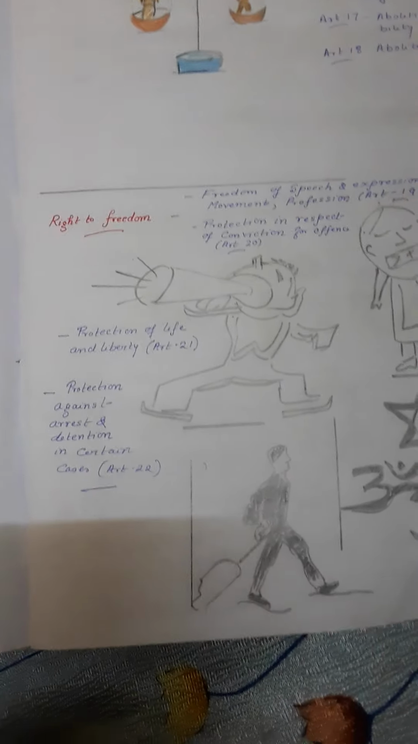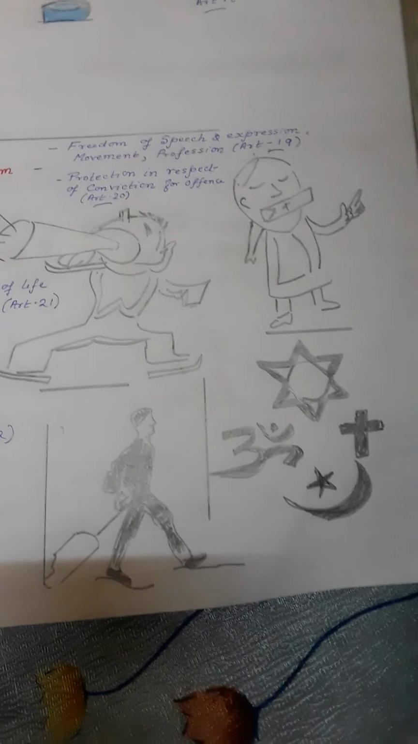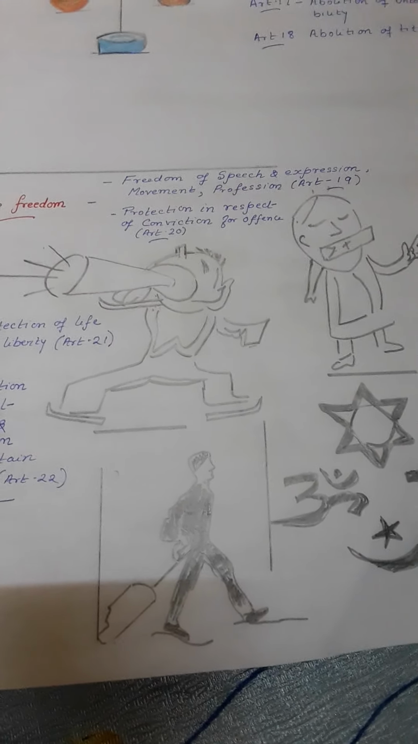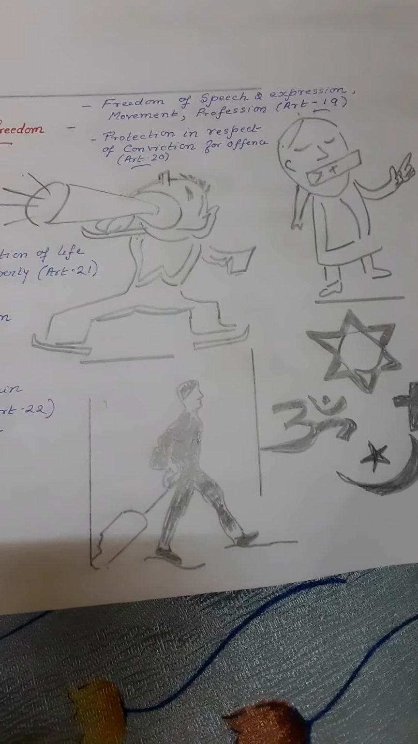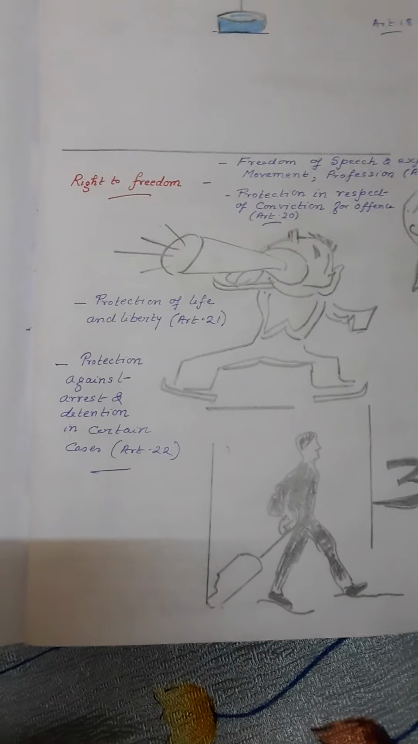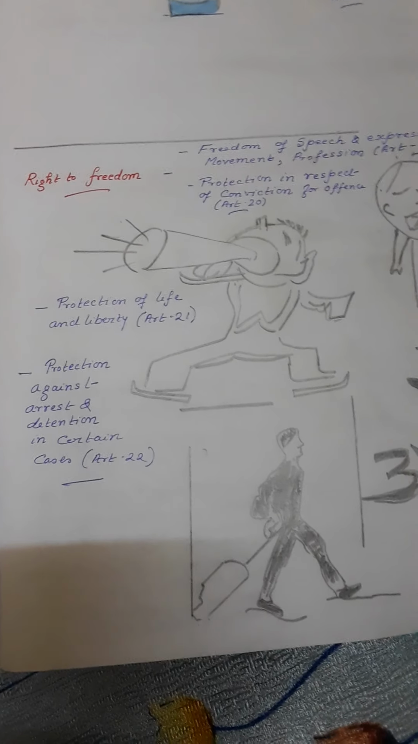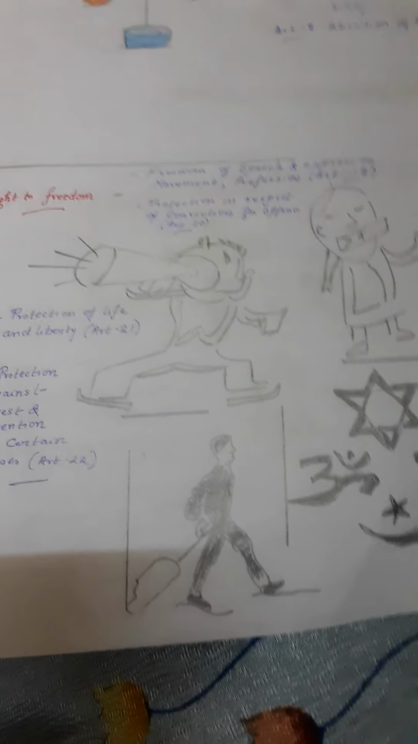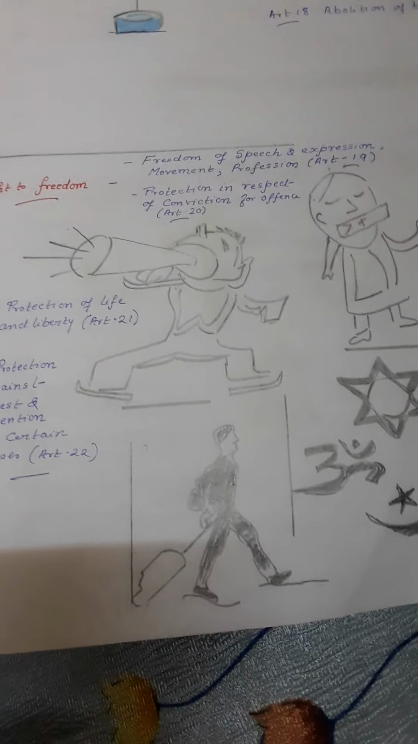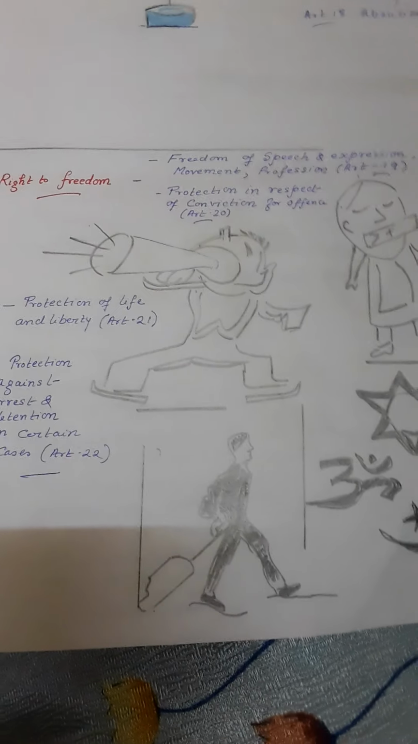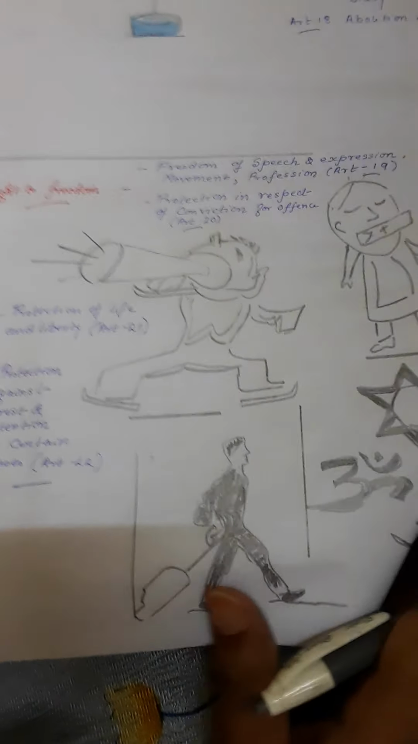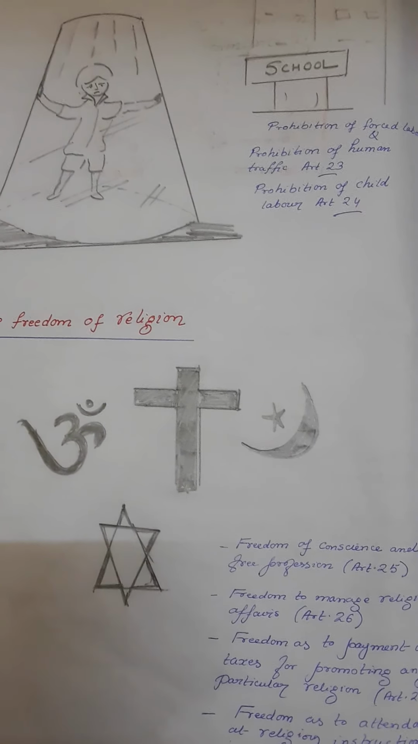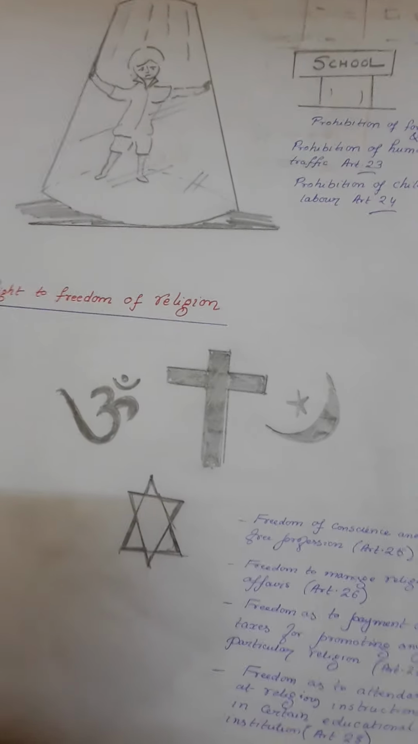Clear? Now right to freedom. Now you just look at the pictures. Right to freedom includes freedom of speech and expression, freedom of movement, freedom of religion. Clear? Now these are the rights of freedom. Now regarding right to freedom, just one thing you need to know, that during emergency this right to freedom is suspended. Clear? Emergency means if any foreign aggression is there or anything, at that time this right is suspended.